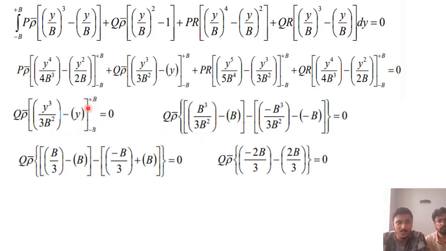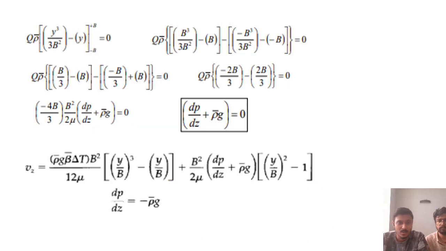So this term, if we put the limits plus b and minus b, Q into rho bar, this we will solve and we will come to this expression. After solving, we see that Q into rho bar into minus 2b by 3, sorry, this will become minus 4b by 3. So after simplifying, we can see that this becomes minus 4b by 3 into b square by 2 mu into dp by dz plus rho bar g.